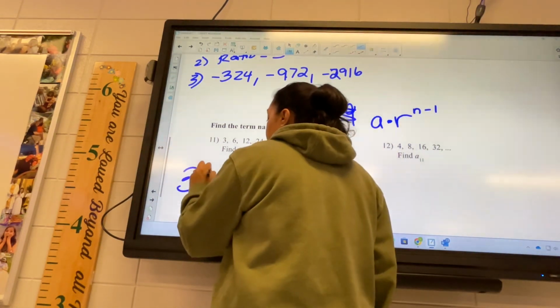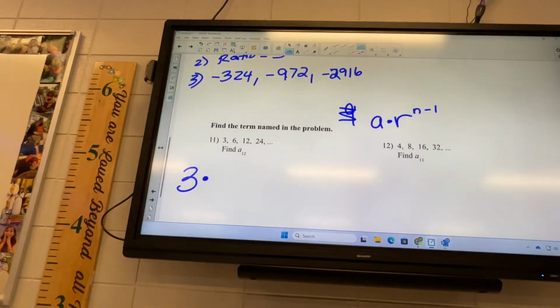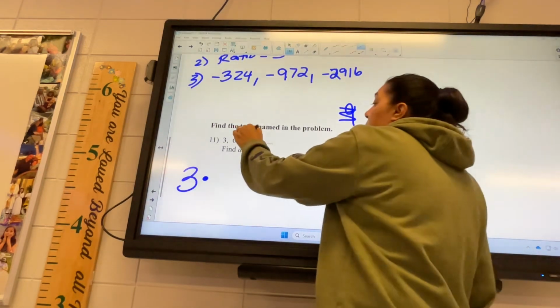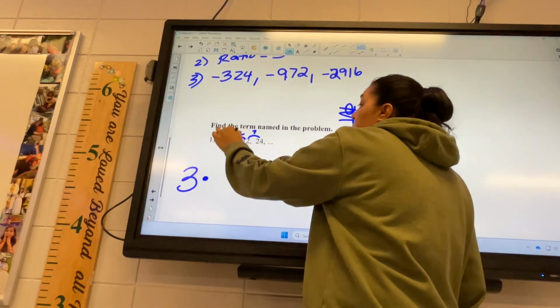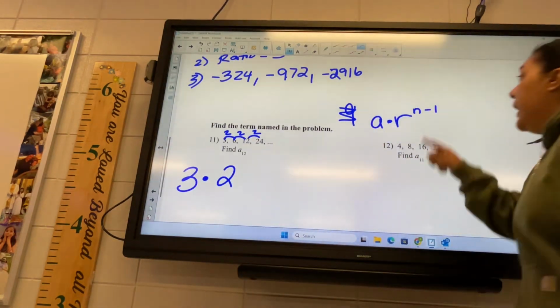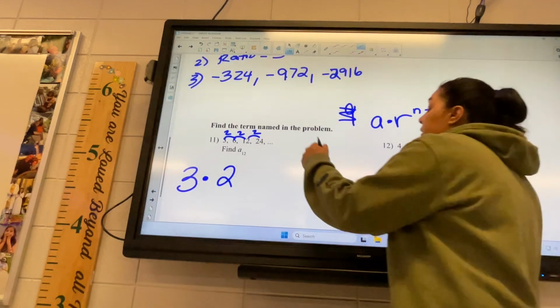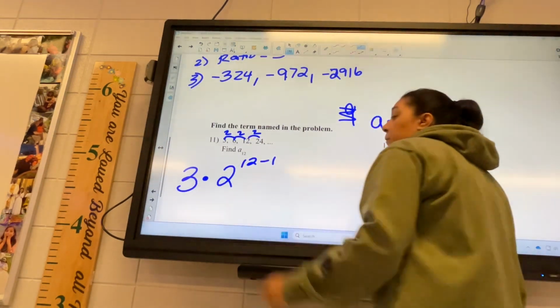So we say 3 times, what is my ratio? What do we multiply every time by? Look at the numbers that they have listed. 2. Okay, so 24 divided by 12 gives us 2. 12 divided by 6 is 2. 6 divided by 3 is 2. So we're going to say 2 to the n is what? What's my n? 12. That's the one that they gave us. It said find a 12. So we're going to say 12 minus 1.